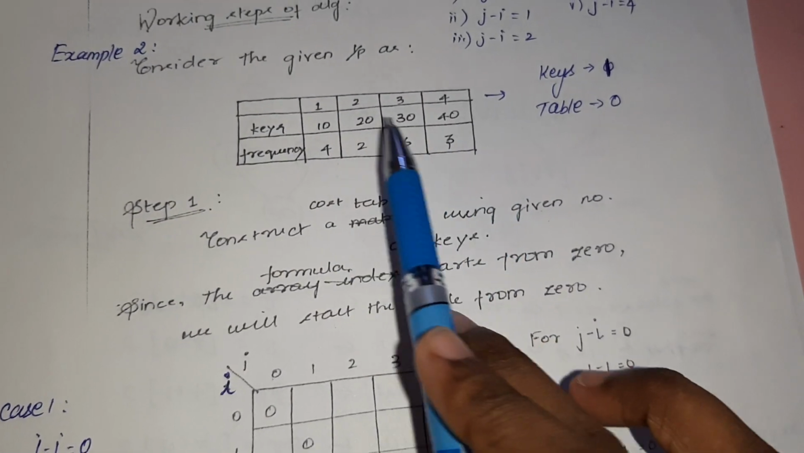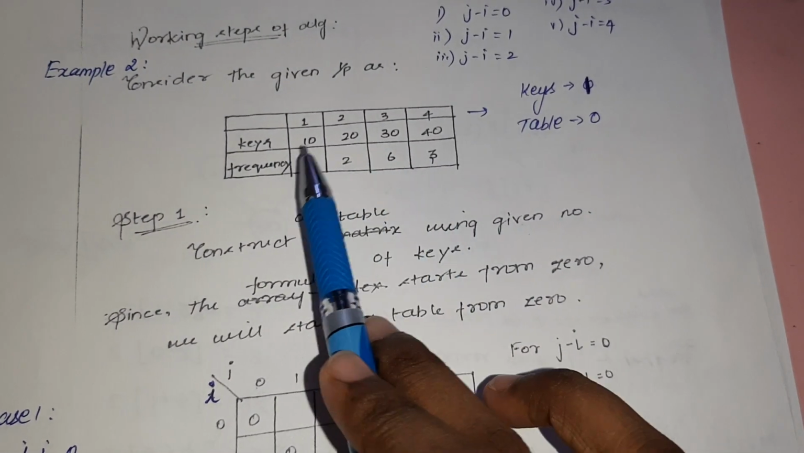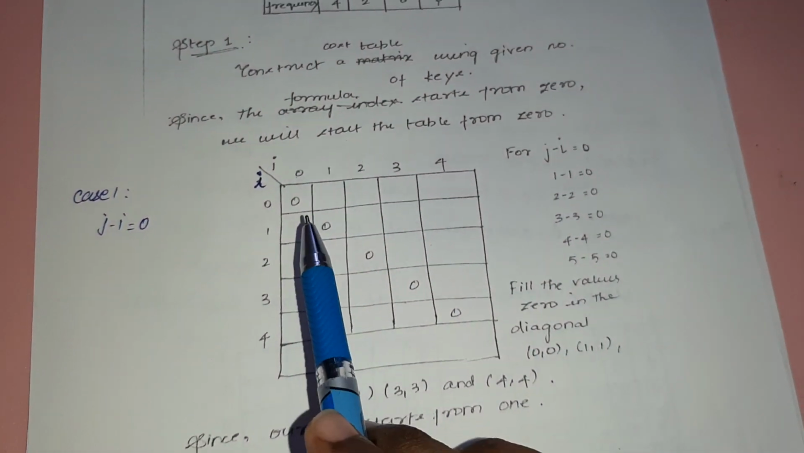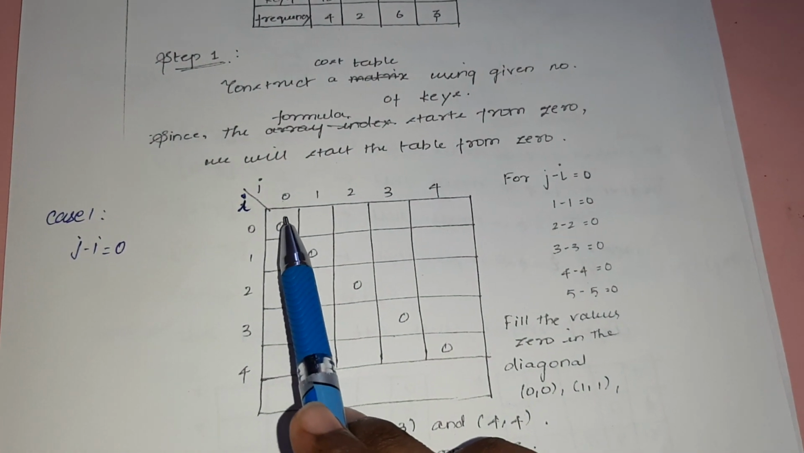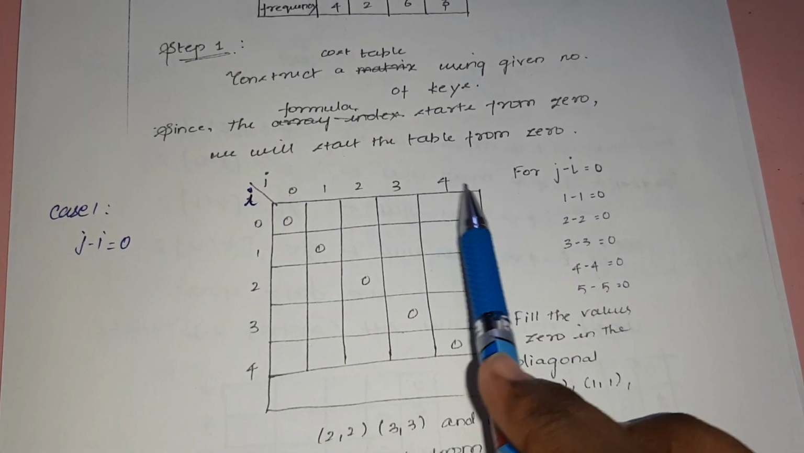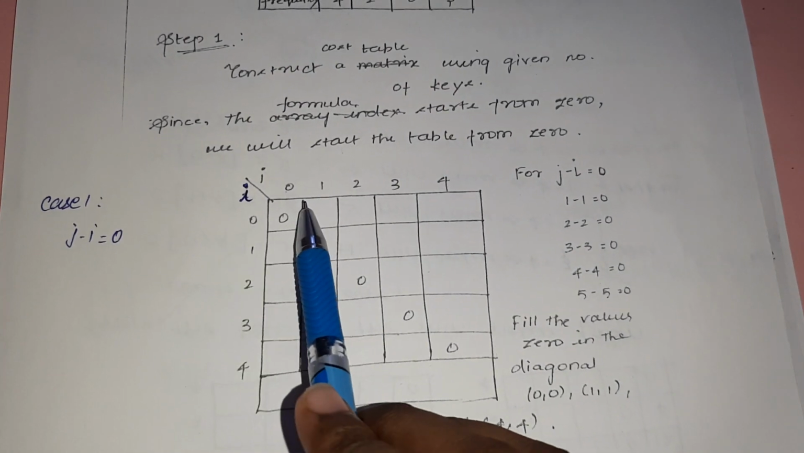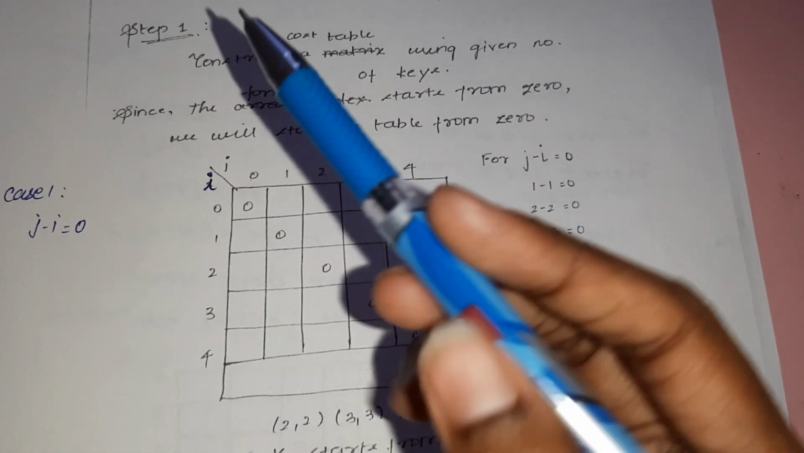So here, for example, how many keys and how many nodes am I having? I am having 4 nodes and 4 keys. So here what I am going to do is start the table with 0. From 0 to 4, always the diagonal should be 0. Suppose I consider this full thing as j and this thing as i.